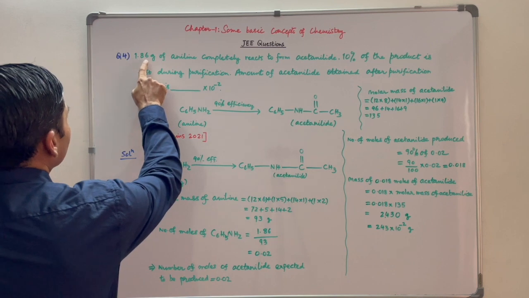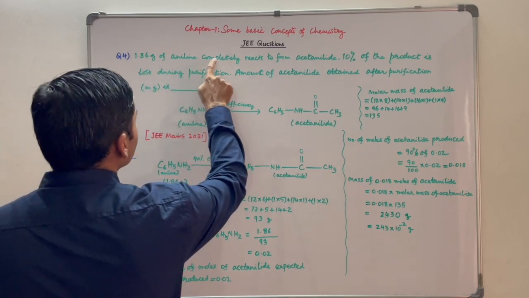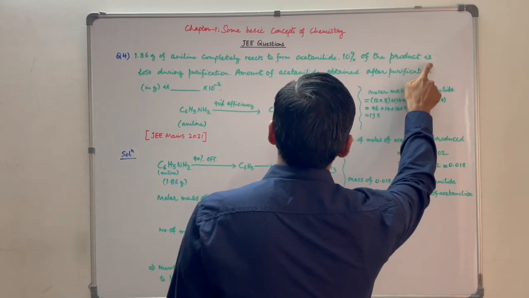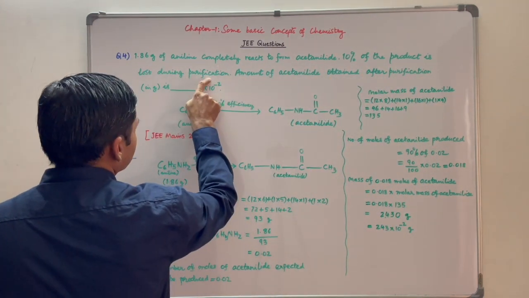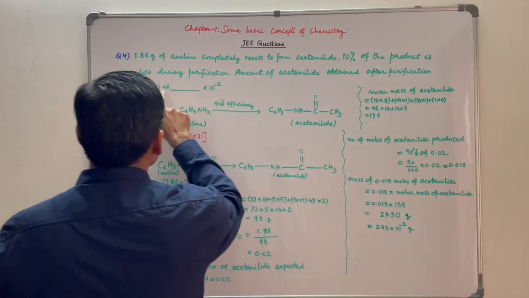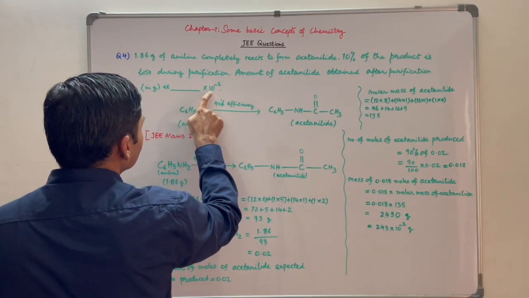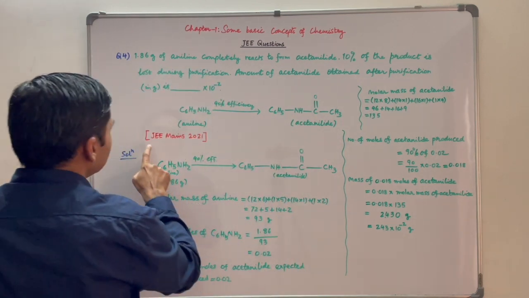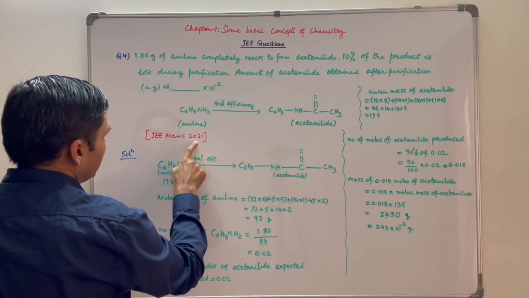Fourth question: 1.86 gram of aniline completely reacts to form acetanilide. 10% of the product is lost during purification. Amount of acetanilide obtained after purification in gram is something into 10 to power minus 2. This is the chemical reaction. This question appeared in JEE Mains 2021.